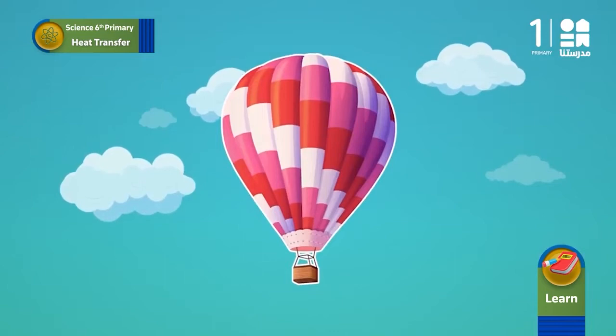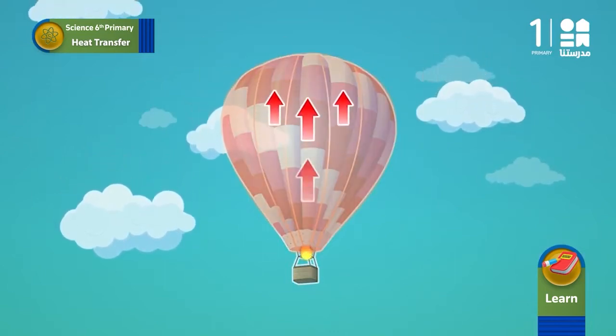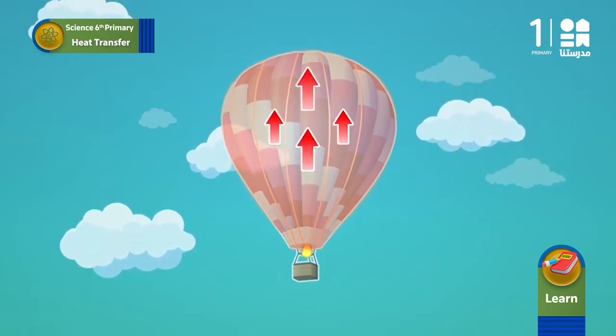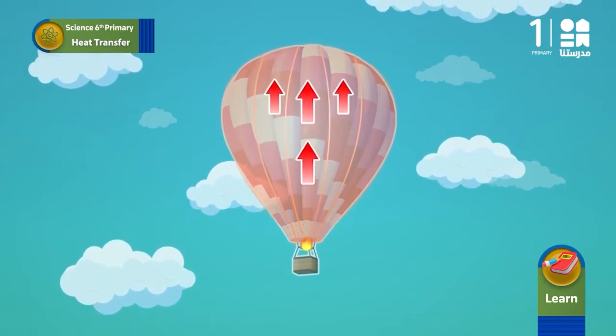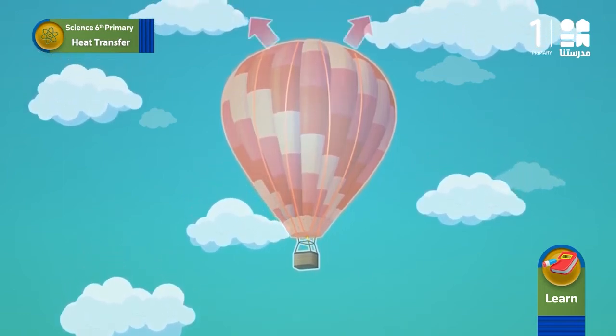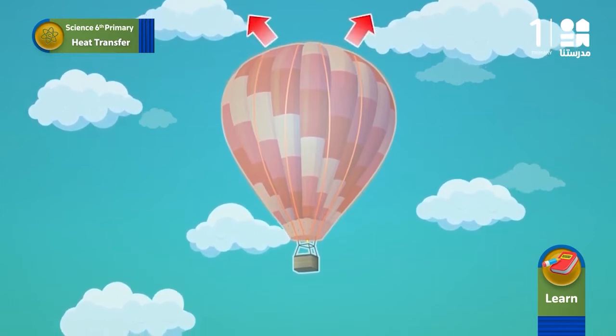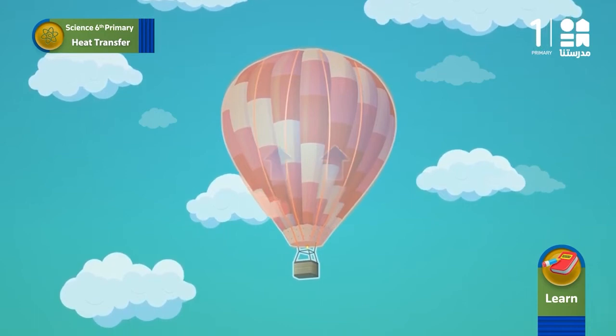Hot air balloons rise and sink because of convection currents. A heater inside the balloon heats up the air. The balloon rises as the hot air is trapped inside it. When the pilot wants to come down, he releases some of the hot air. Cool air takes its place, causing the balloon to descend.